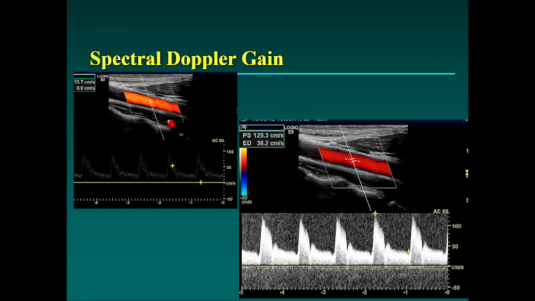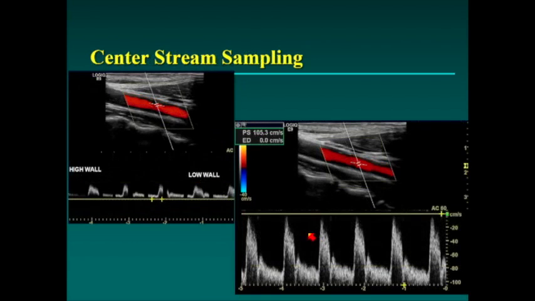Here's another example where color gain settings are changed, and you can see that the peak systolic velocity measured in this sample is somewhere around 54, and when you turn up the gain, you can get a change to 129. So I think that makes the point that gain settings are important and can be a source of interpretive error.